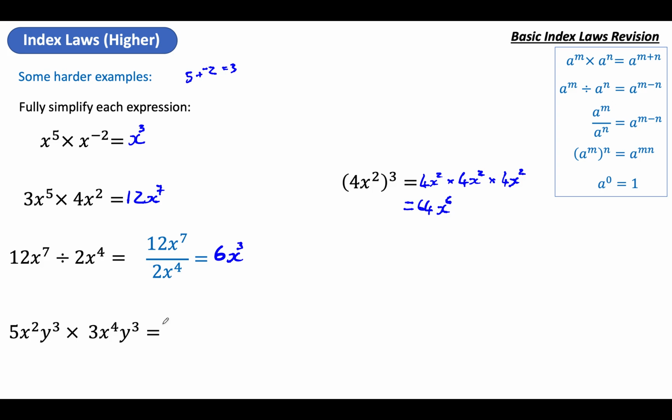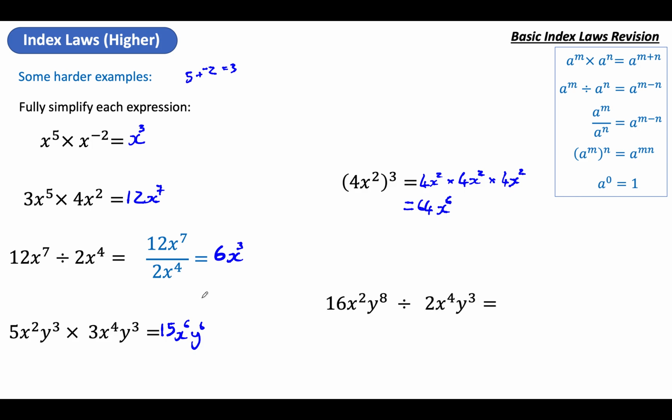Right, 5 times 3 is 15. Now, treat each letter one at a time. Deal with the x's first, then we'll deal with the y's and so on. Now, x squared times by x to the power of 4. Remember, add your powers to get x to the power of 6. And then deal with the y's. y cubed times y cubed. Well, 3 plus 3 is also 6, okay? And you write each letter out, and it's all just kind of touching together because in maths, touching means times. So this is 15, x to the power of 6, y to the power of 6.